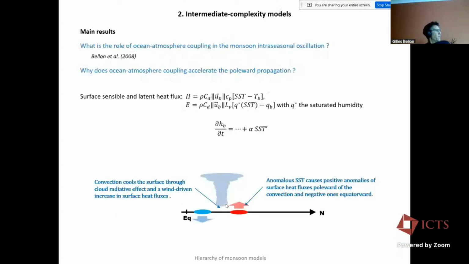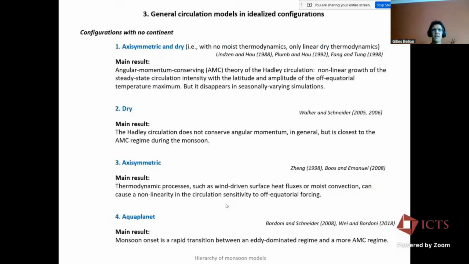So that's about it for intermediate complexity models. And I don't have that much time left. I just wanted to point out that the next level of complexity is essentially using primitive equation models or general circulation models, but in an idealized configuration. So you have just configurations with no continents.